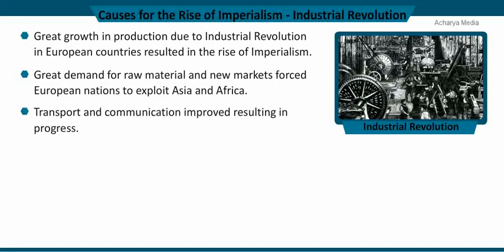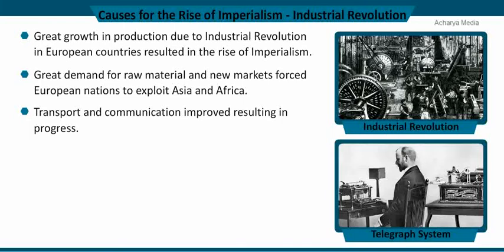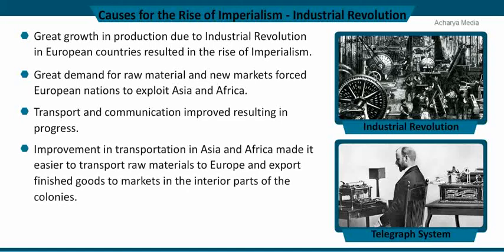Transport and communication improved, resulting in progress. The whole world was linked by the telegraph system, which reduced great distances. The movement of goods between colonies and the mother country increased due to the development of railways. Improvement in transportation in Asia and Africa made it easier to transport raw materials to Europe and export finished goods to markets in the interior parts of the colonies.